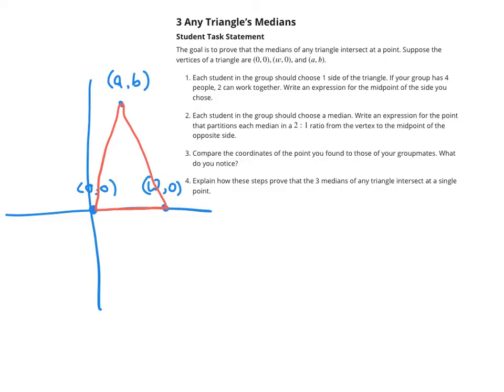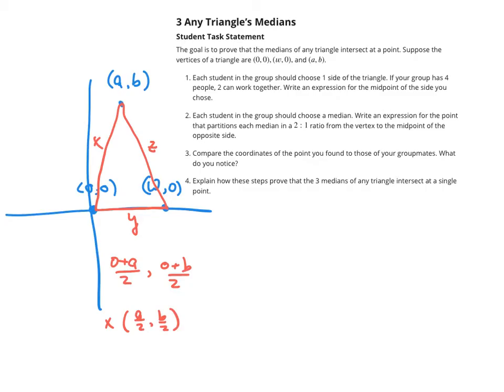If we played a game in the classroom, each student in the group should choose one side of the triangle. If your group has 4 people, 2 can work together. Write an expression for the midpoint of the side you chose. So let's choose side X, Y, and Z. If I wanted the midpoint of side X, I would do 0 plus A over 2, comma, 0 plus B over 2. So side X's midpoint would be A over 2, comma, B over 2.